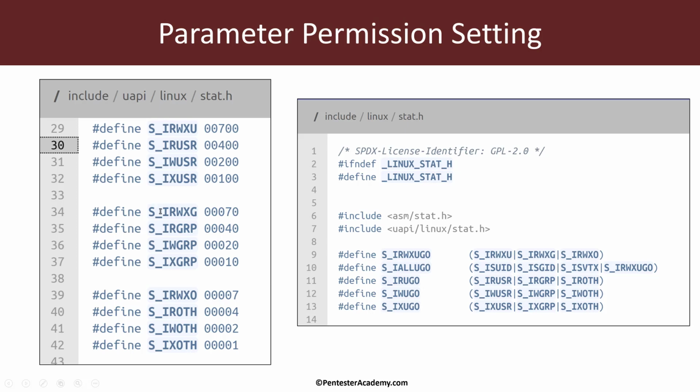Similarly, we have read, write, execute for the group, and read, write, and execute separately for the group, and then others. And then we can take different combinations of these and create other combinations like read, write, execute for user, group, and others. This would be an OR between all of these, and so on. So these are located in these directories. Inside include/uapi/linux/stat.h, line 30, this is what you'd find. And under linux/stat.h, you'd find these other permissions as well.